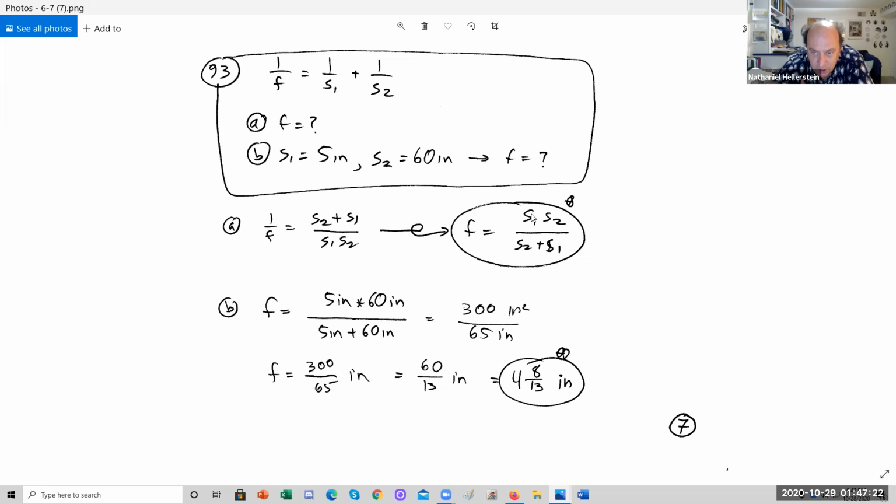This operation of product over sum is something I call reduction, and there's an extra credit set covering it in the extra credit module. Okay, now if s1 is 5 and s2 is 60, what's f? Well, here we go. f equals the product 5 times 60 over the sum 5 plus 60. That's 300 over 65. Here the units are inch squared, and here the units are inches, so they cancel to inches. 300 over 65 inches, which is the same thing as 60 thirteenths of an inch, or 4 and 8 thirteenths of an inch.